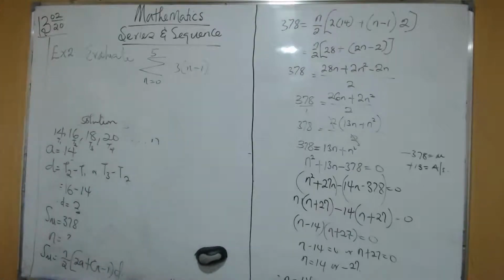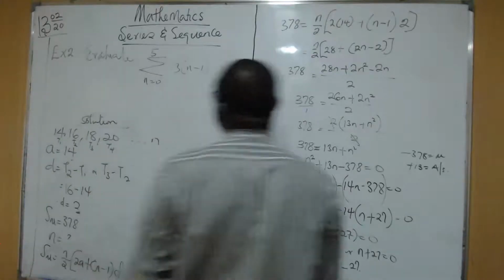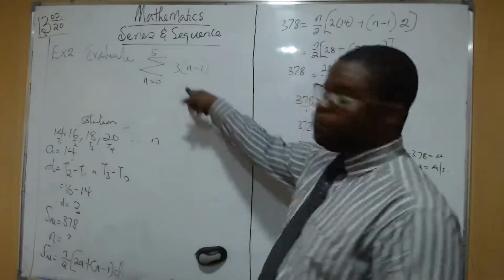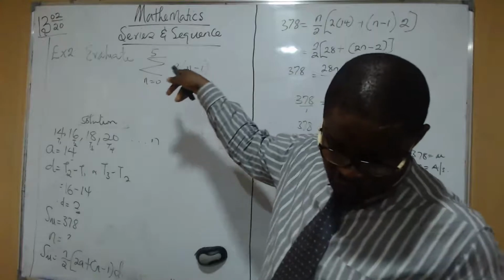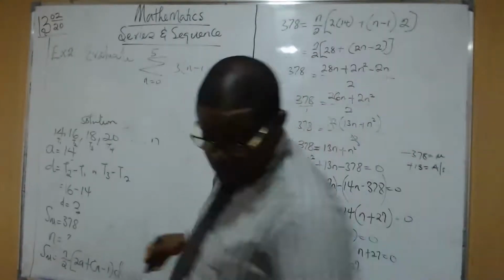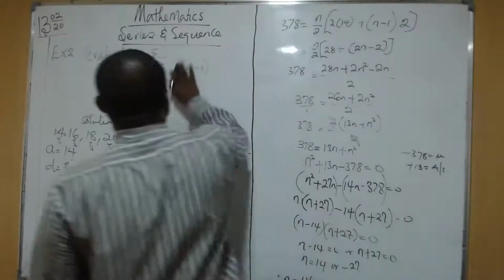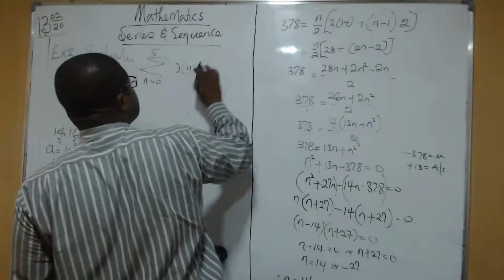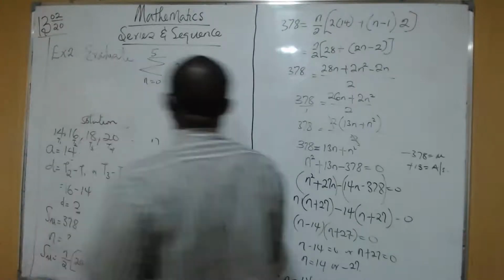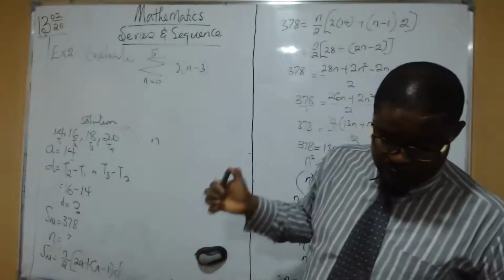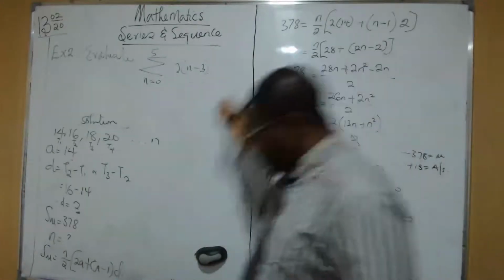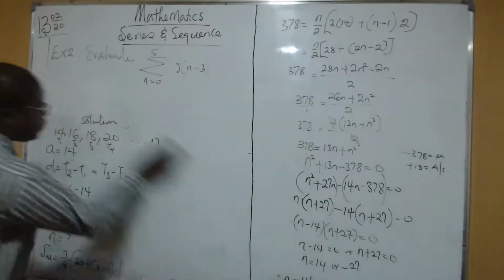Summation. What is the meaning of summation? That is the addition of all the numbers to give us a particular number that we are looking for. Now let's see how that will be done.